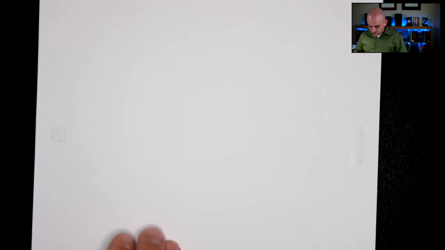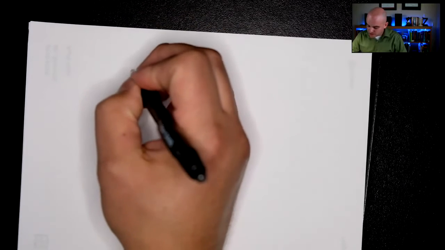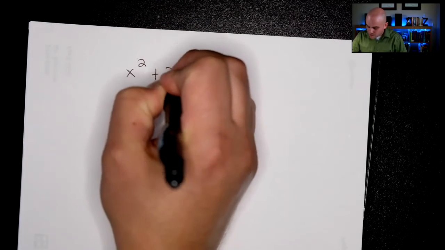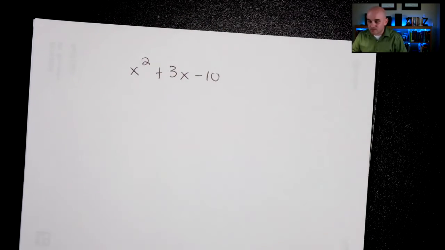Now, let's do a little bit of practice here. Try factoring a trinomial. So let's do x squared plus 3x minus 10. Pause the video, factor it out, and see what you get.